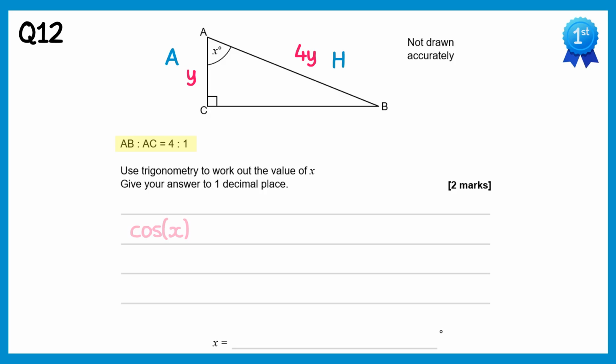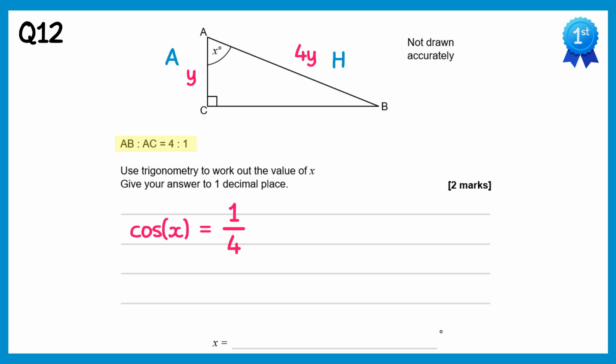So we can write out cos of x, which is the angle, equals the adjacent, which is y, divided by the hypotenuse, which is 4y. Now here you can just cancel out the y's. So if you divide by y on the top, you get 1, and if you divide by y on the bottom, you get 4. So this is just the same as 1/4.